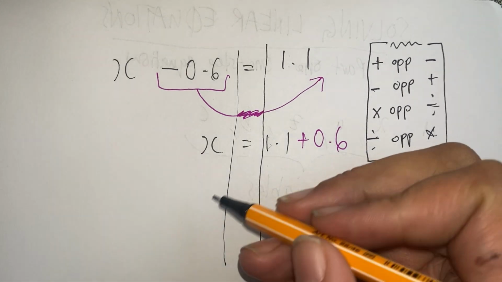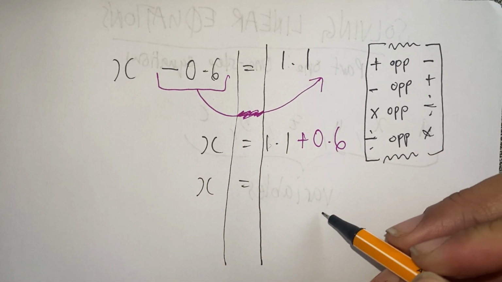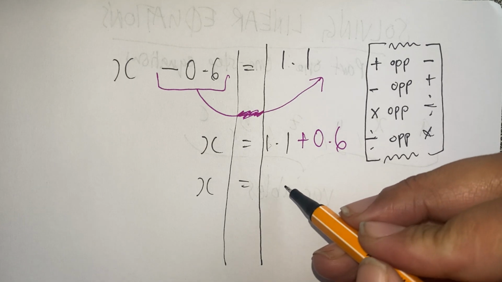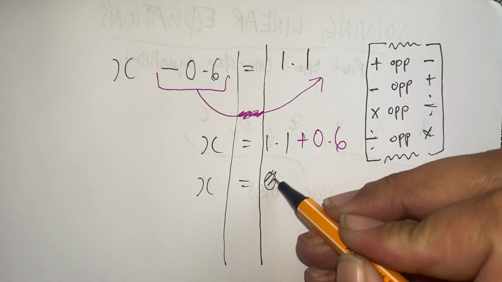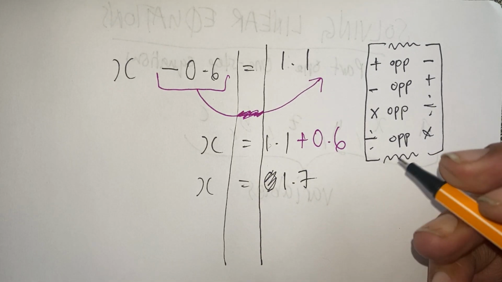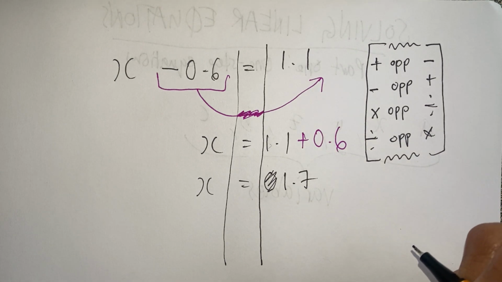And did we just solve? So you evaluate: x equals 1.1 plus 0.6 is, sorry, not 0, 1.7.